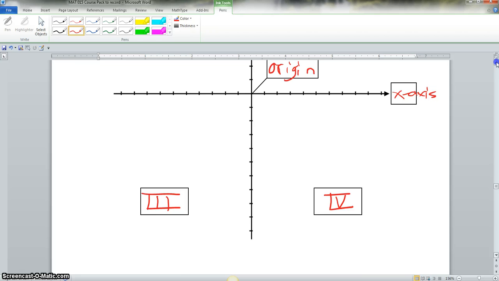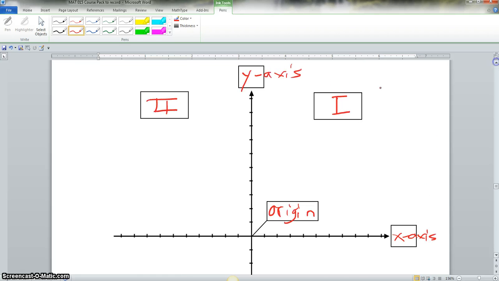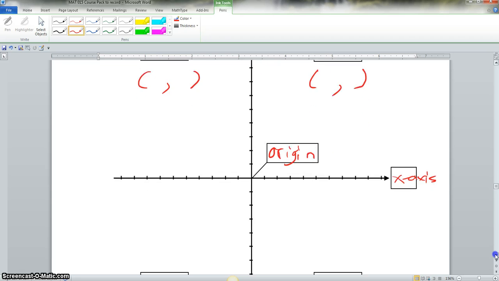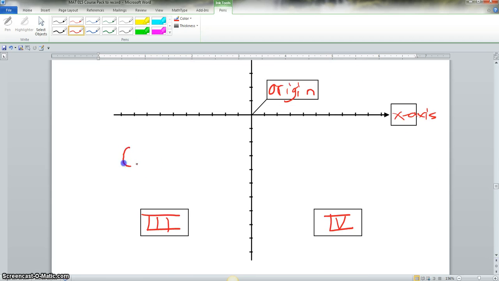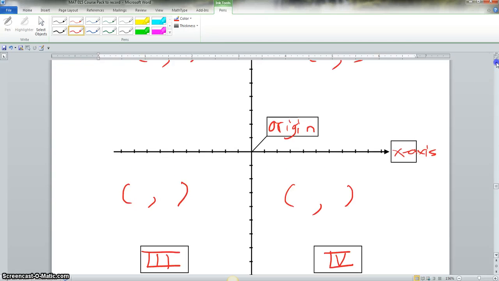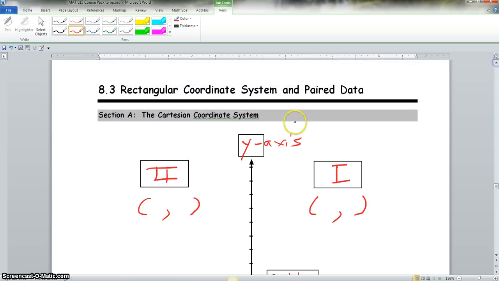Now there are some characteristics to these quadrants. First of all, everything is written as an ordered pair. Now, of course, all of you know your alphabet. So in knowing your alphabet, what would come first, X or Y? Of course, we know X comes first. So when we do our ordered pair, I'm going to write it up here. Every ordered pair has an X value first and a Y value second.